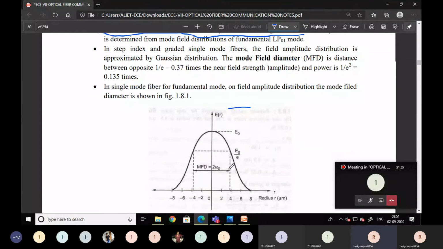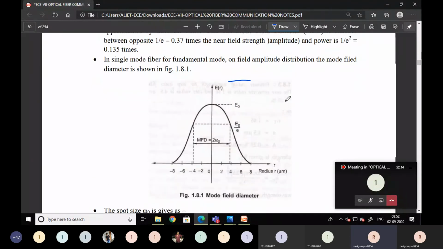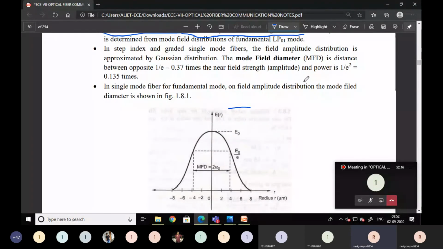You see that now. And the power is at 1 by E square. Distance is between 1 by E to between opposite 1 by E. Power is 1 by E square. If you see the diagram, you can understand the definition.